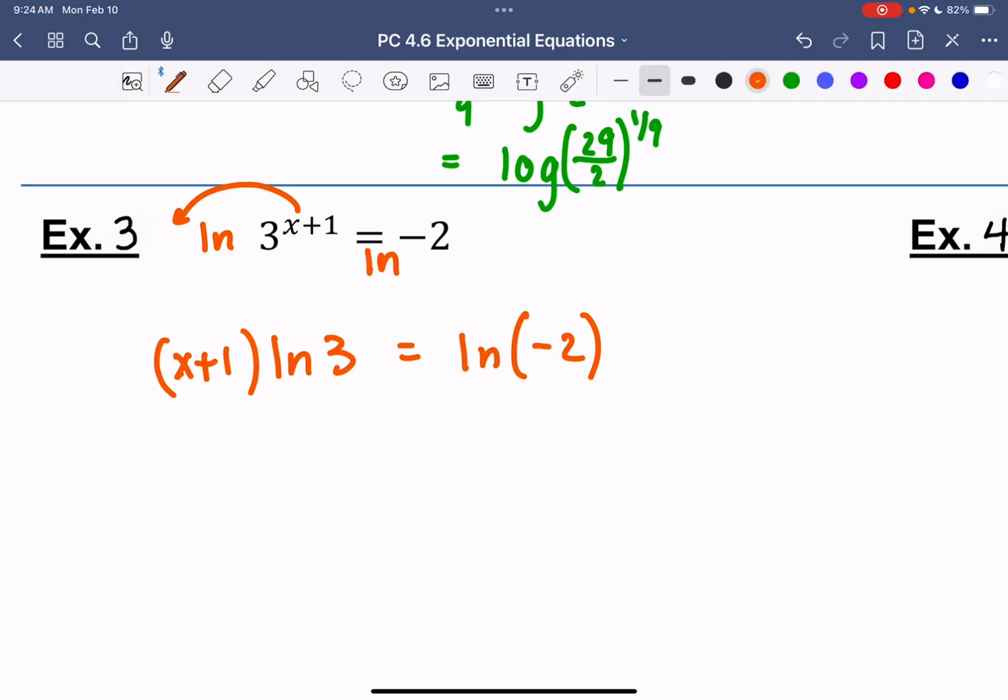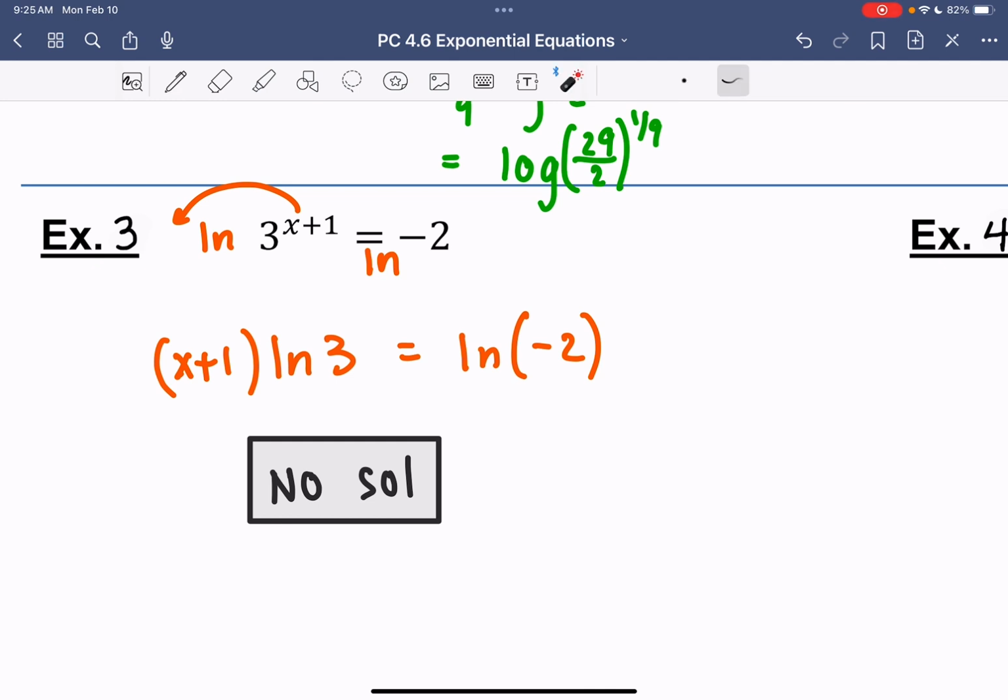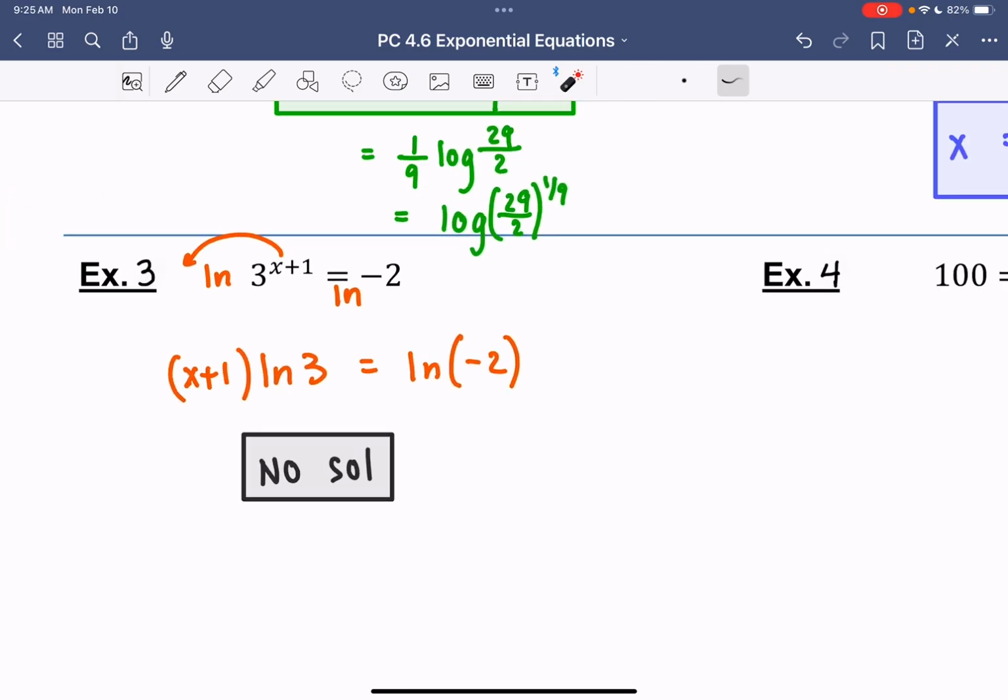So right away when I see I have to ln a negative 2, I know this is going to be no solution. Okay. And remember on our tests, we'll typically have this on a no calculator section, so you'll have to remember that without using a calculator. Although you could technically solve for x, it is no solution. We need to recognize that.